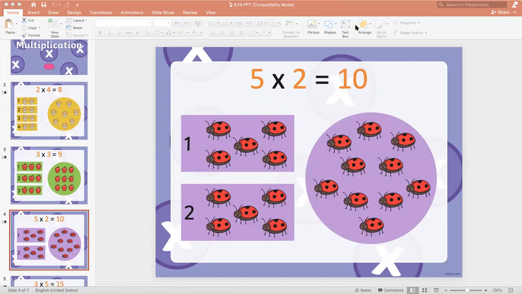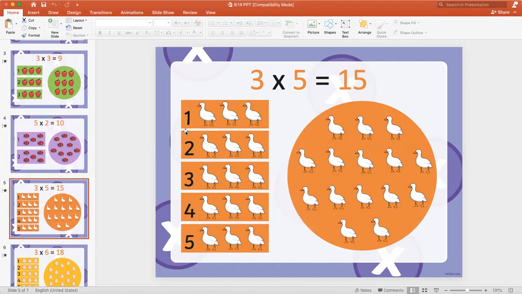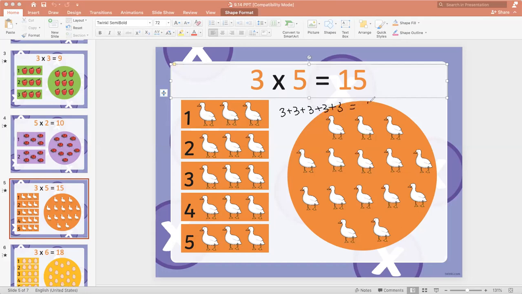Very good. Let's take a look at the next one, which is a little bit harder. This is ducks, right? How many ducks are there? 5 groups of 3 ducks. Very good, 5 groups of 3 ducks. We can use 3 plus 3 plus 3 plus 3 plus 3 equals 3 times 5 equals 15 ducks.